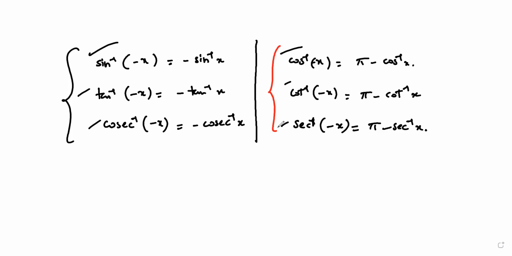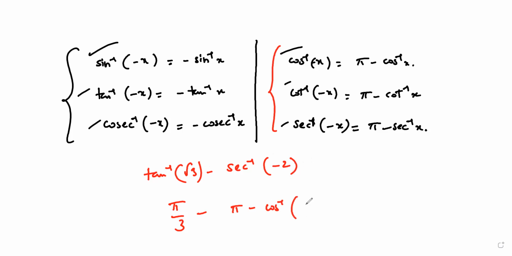A question is given. Find the value of tan inverse of root 3 minus secant inverse of minus 2. Tan inverse of root 3 will be pi by 3, no doubt, 60 degrees, minus secant inverse of minus 2. This will be pi minus secant inverse of 2. Secant inverse of 2 is what? I can write it as cos inverse of 1 by 2.